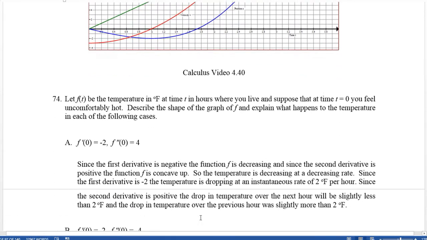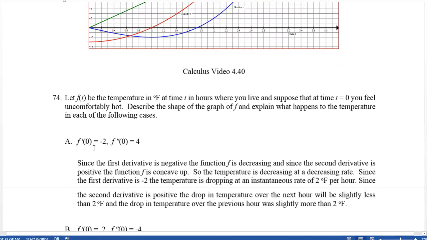Well, let's see here. First of all, the first derivative is negative, so it says the function is decreasing. So it's getting cooler. Good news, if you're uncomfortably hot, it's getting cooler. The second derivative is positive, so that means the derivative is increasing, and the original function is concave up.